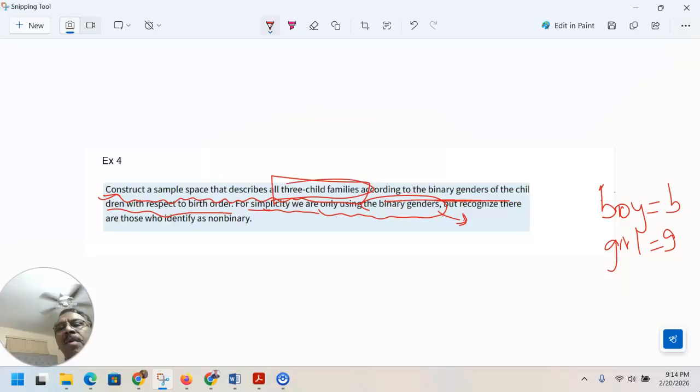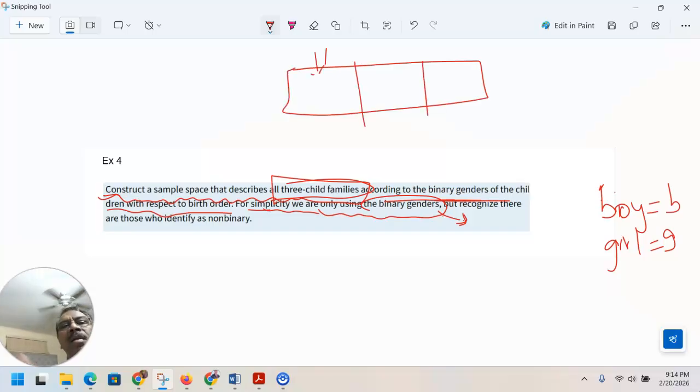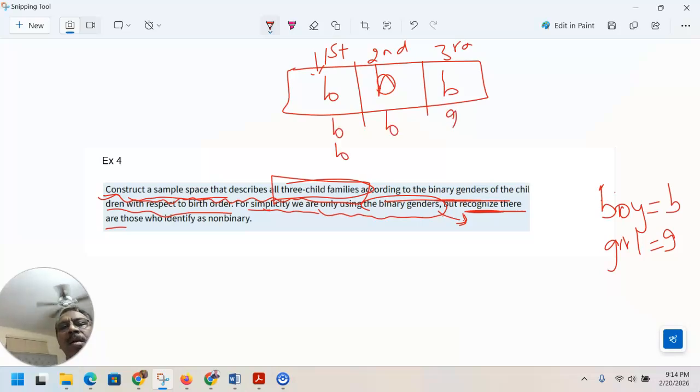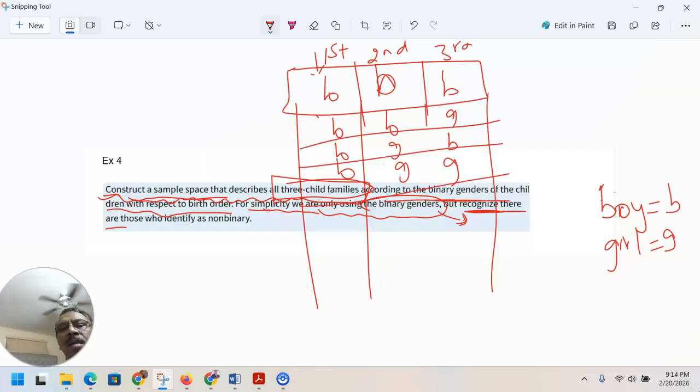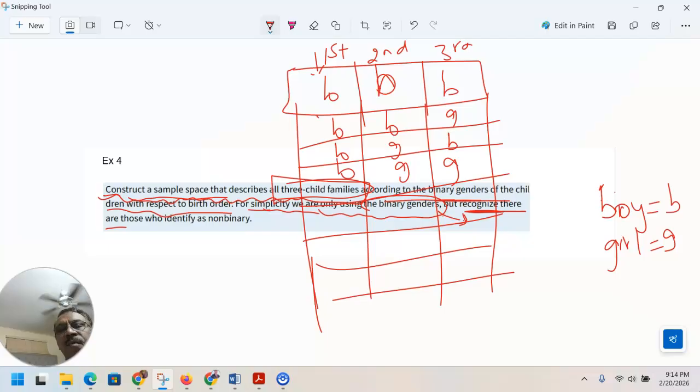So a three-child family will be, we can say these are the options: the first child, the second child, and the third child. What is the sample space? You can have all boys, boy, boy, boy. Or it could be boy, boy, and a girl. It could be boy, girl, and a boy. Or it could be boy, girl, and girl. See, all different ways you can do it like this. Or it could be another four of them.